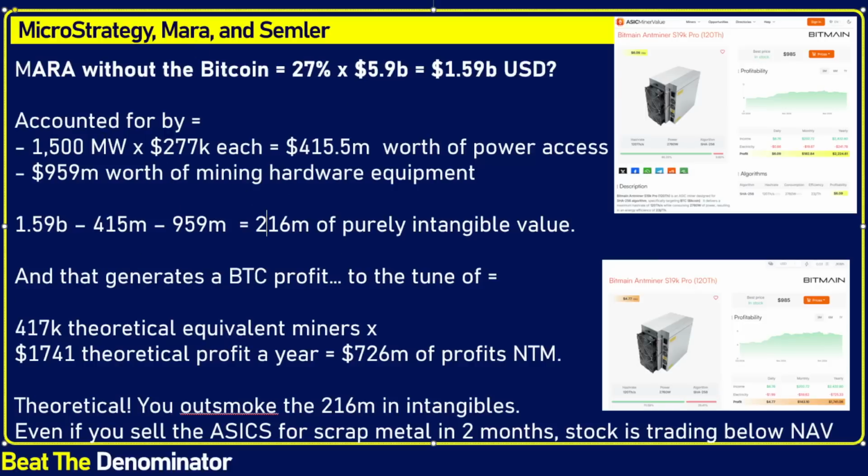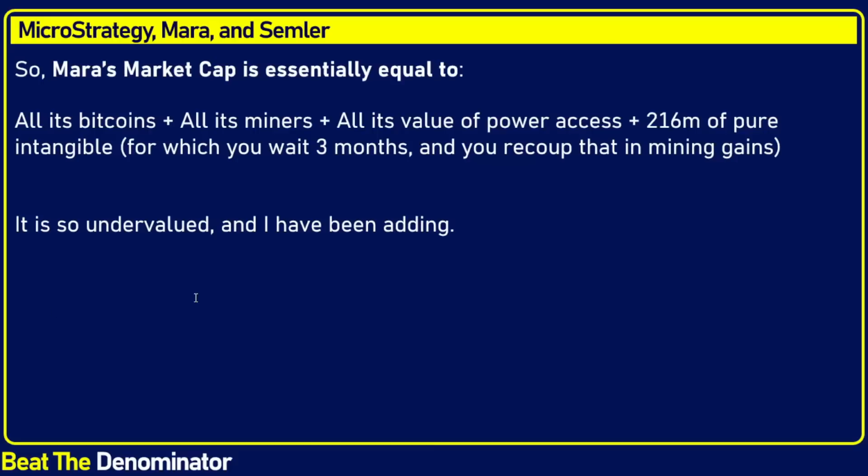I find the stock very cheap, and I've been adding to the stock. The market cap of Mara is essentially all the Bitcoin, all the miners, all the value of the power access, and you only have 260 million of purely intangible, unaccounted for value. If you wait for 2 to 3 months, you recoup all of that in mining gains. It is so undervalued in my view.